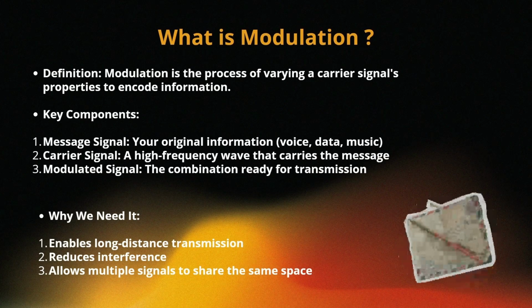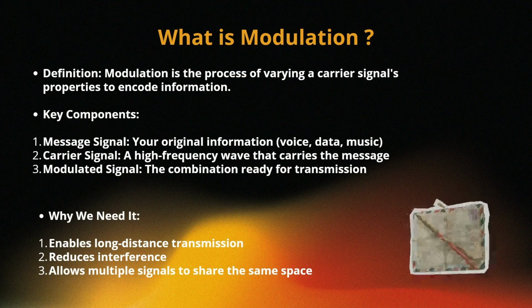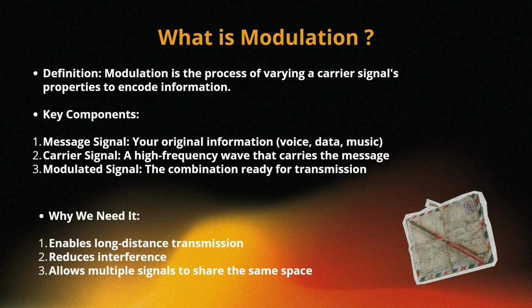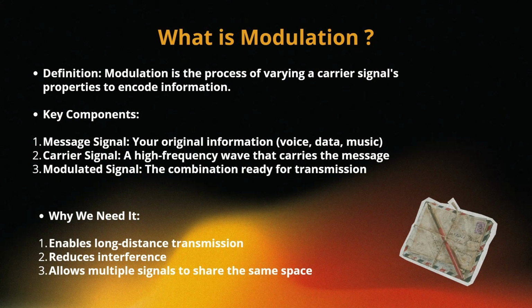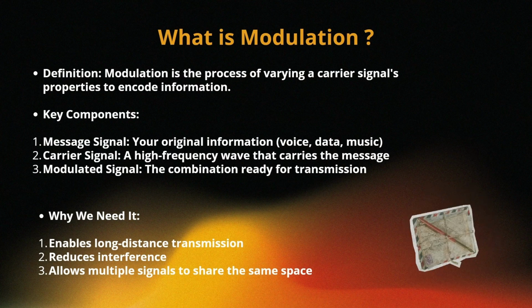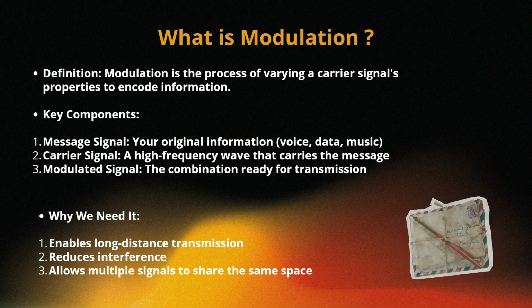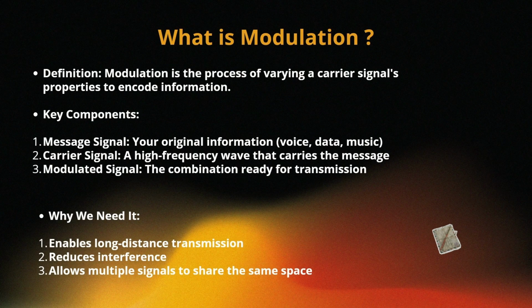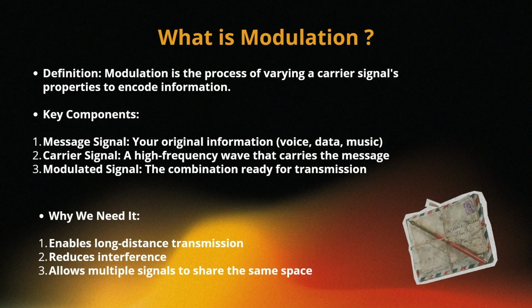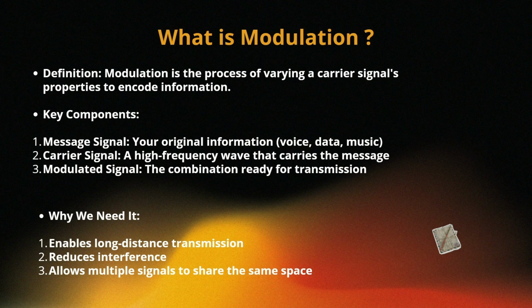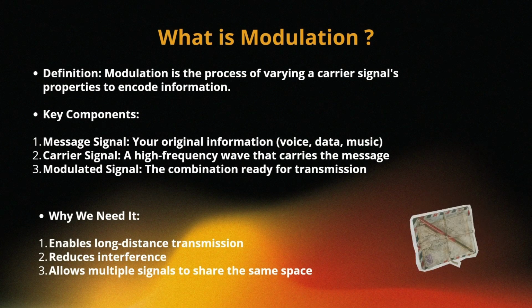So what is modulation? Modulation is a process of varying carrier signal properties to encode information. We have three key components to understand more about modulation. The first key component is the message signal. The message signal is the original information: voice, data, music, and so on. Second, we have the carrier signal, a high frequency wave that carries the message signal. At last, we have the modulated signal, which is the combination that is ready for transmission.